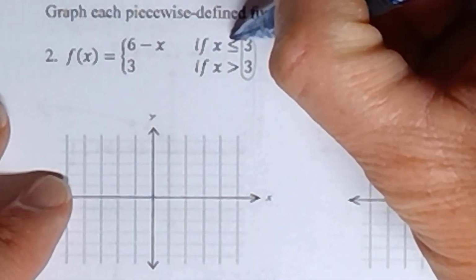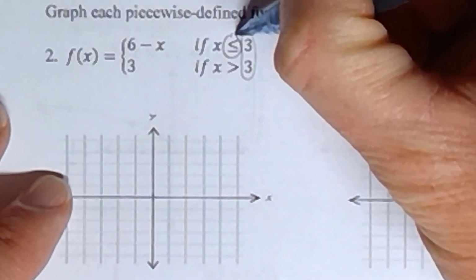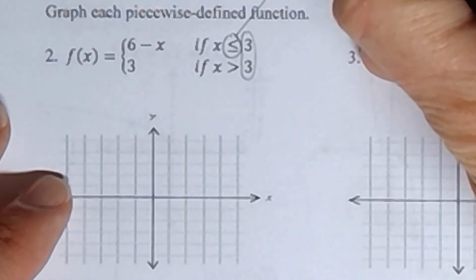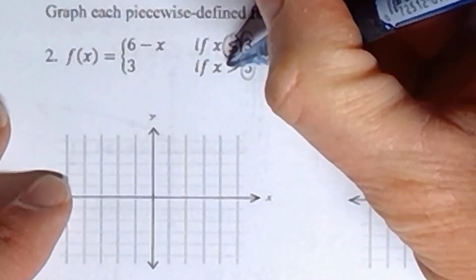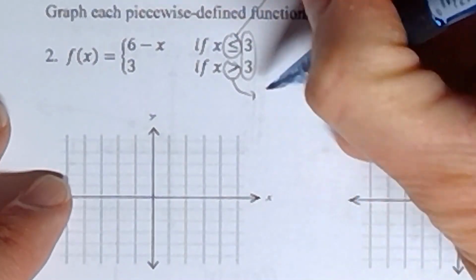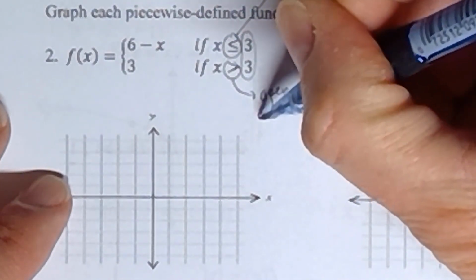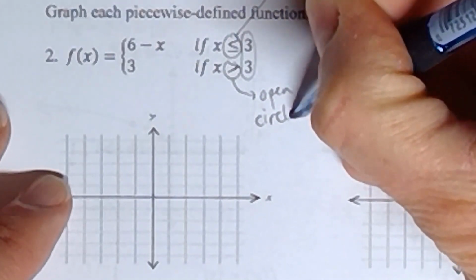So that means there's going to be a closed circle there, but then there's going to be an open circle on this one. Again, we'll get to all this, okay? I'm just kind of pointing this out right now.